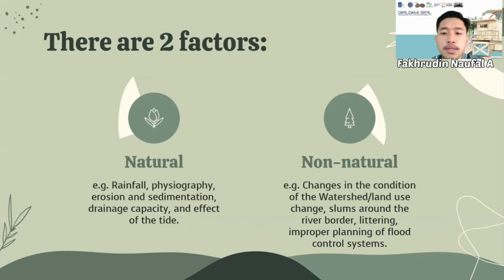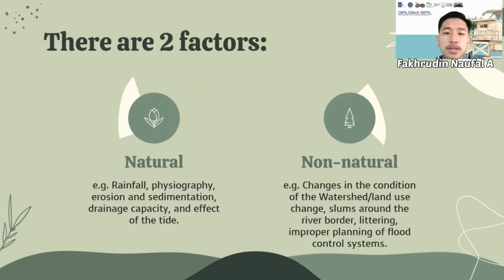The next one is non-natural causes. The first is change in the condition of the watershed or land use change. Change in land use results in reduced land catchment, so that surface water flow increases. The second is slums around the river border.